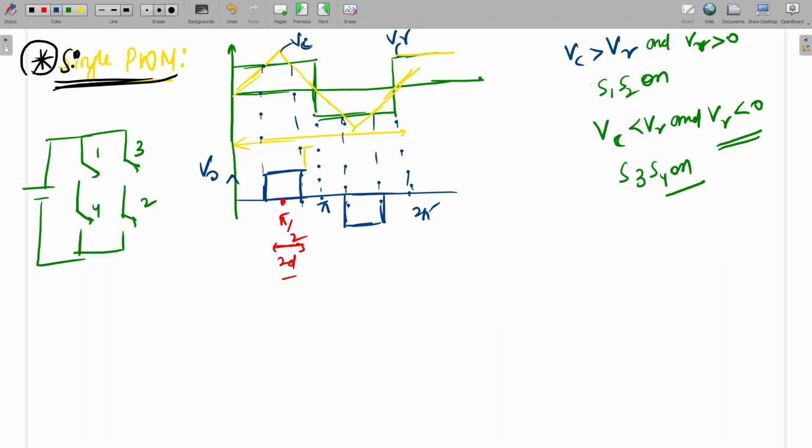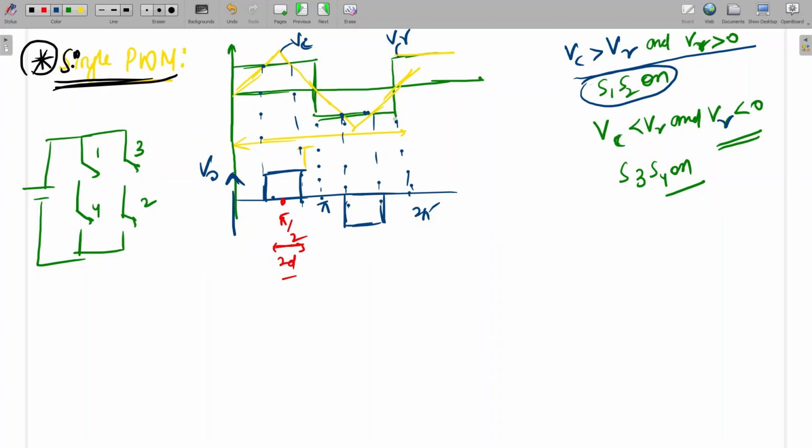If the carrier signal is greater than the reference signal and the reference signal is greater than 0, and this case is satisfied, then S1 and S2 will be on. And if the carrier is less than the reference and the reference is less than 0, it means for this duration S3 and S4 will be on. So this is the single PWM. Is it clear, what I have explained up to now?